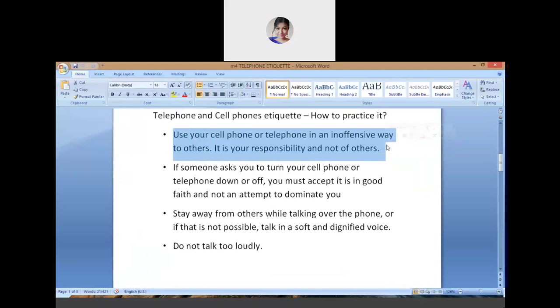Use your cell phone or telephone in a way that is inoffensive to others. It is your responsibility and not of others. When you use your phone, you must not offend anyone. Okay, you can definitely use your phone anywhere, but you must not offend anybody. It's your responsibility to maintain decency. You have to use your phone in an appropriate manner. You must not offend anyone by using your phone.